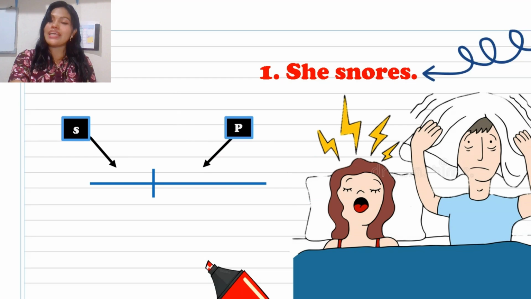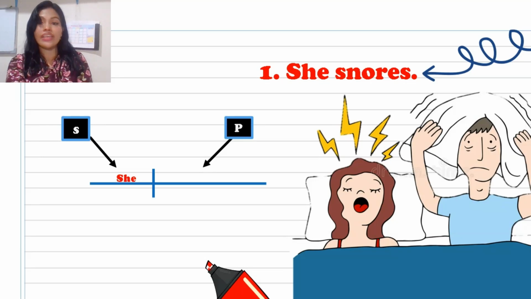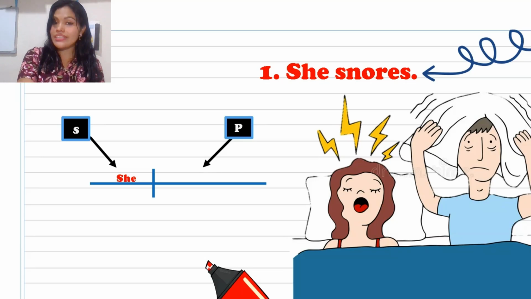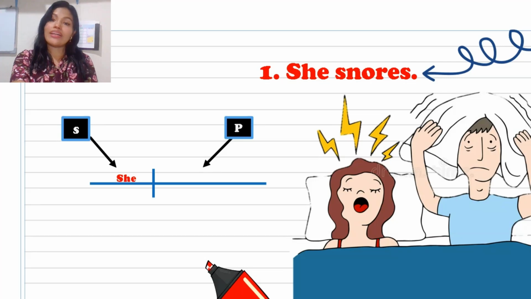Here we have simple examples. In this case, we have "she snores." We identify our subject here. Our subject here is "she," and we place it on the left side of our vertical line, and "snores," as a predicate or verb, is placed on the right side of our vertical line.